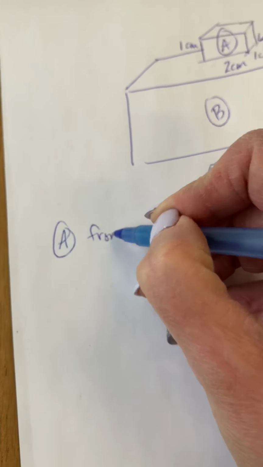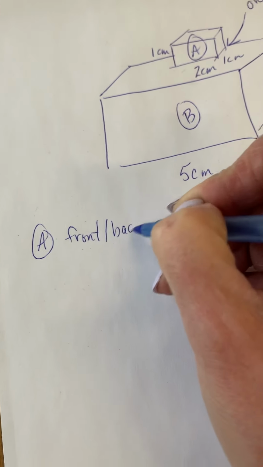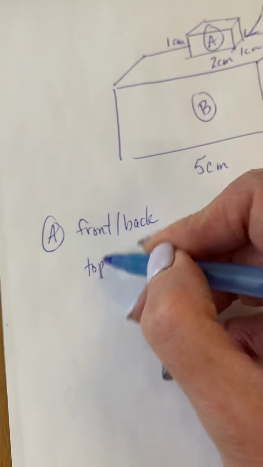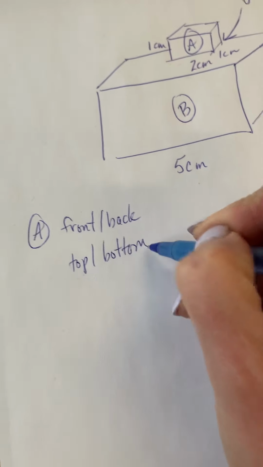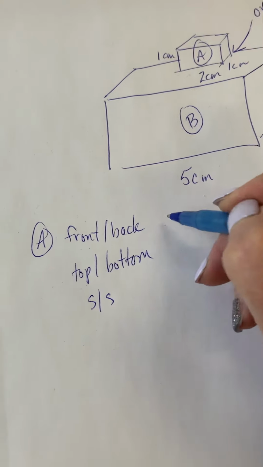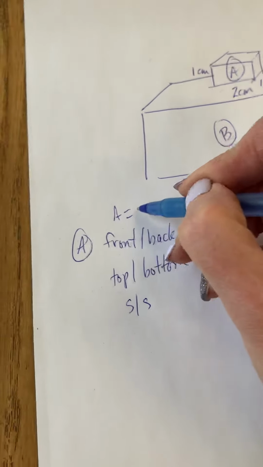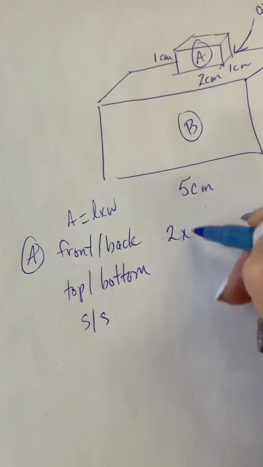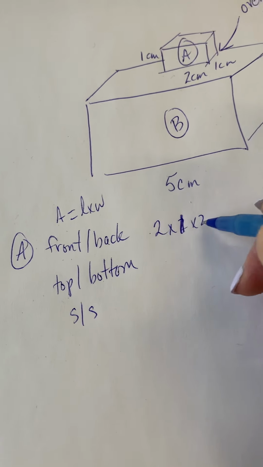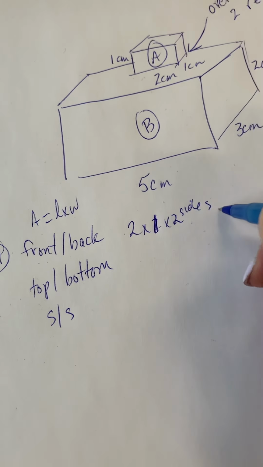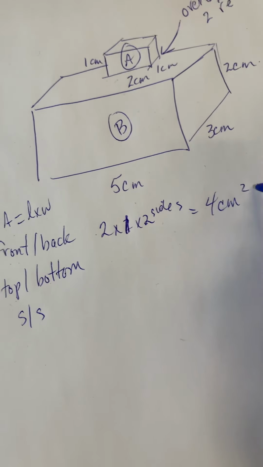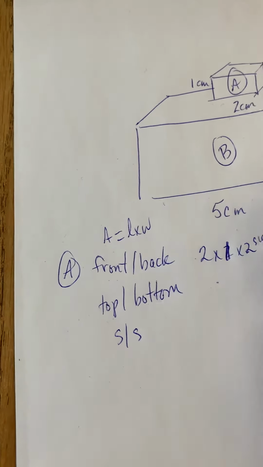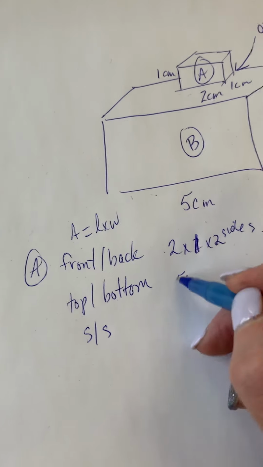Okay, so we're still gonna go with my old front, back, because those two sides are the same, top, bottom, those two sides are the same, and then the sides. We're still gonna do that, that won't change. And we know that the formula to find area of a rectangle is length times width. So here we're gonna go 2 times 1 times 2 sides, and we get 4 centimeters squared. And here the top bottom, here's the bottom, is 5 by 3.